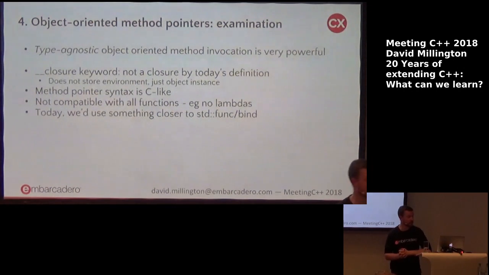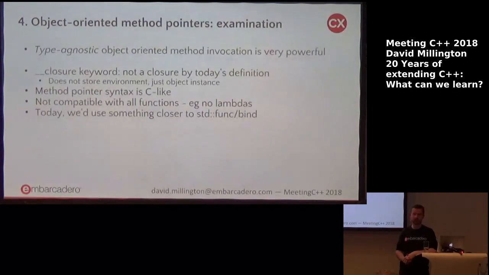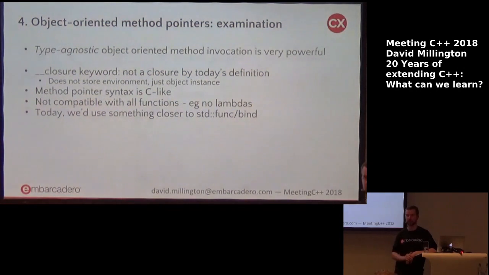But as I said, the syntax is C-like to define it, not C++-like. And because of that, it's not compatible with all functions. So you can't assign a lambda to an event, for example. So today, if we were to do this, and in fact we may extend or change our implementation to do this, we would use something far closer to the way C++ more generically handles function objects in general. So that you could assign a lambda, for example, to an event handler.